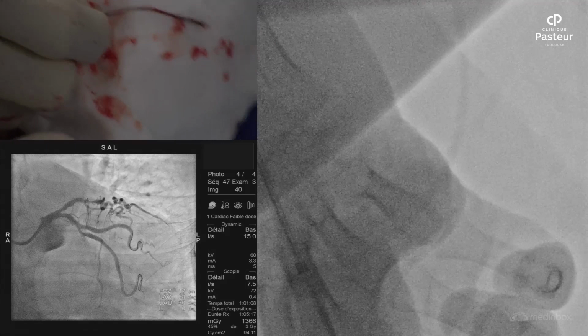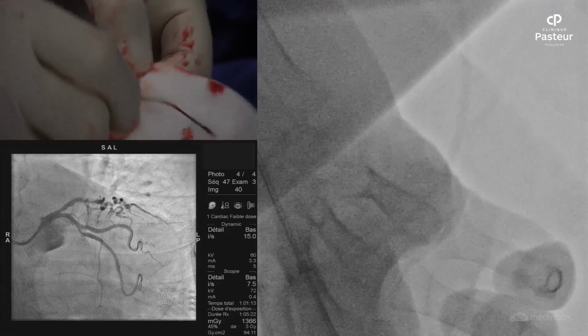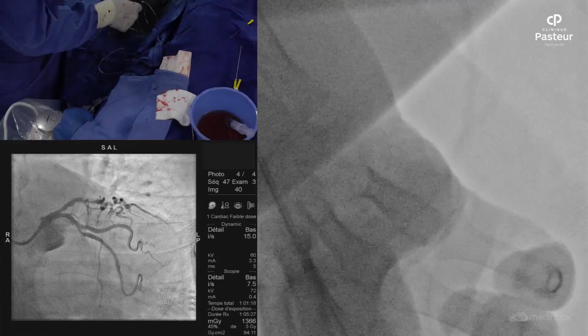You see the stent? Yeah, we can see. Completely destroyed. Well, the good news is on the stent. Now we can normally remove the balloon. Now we can remove both balloons.